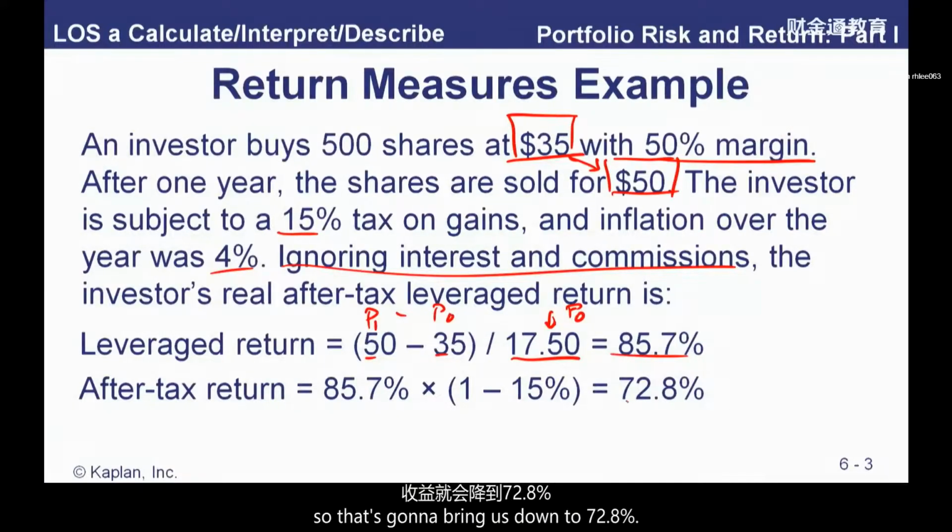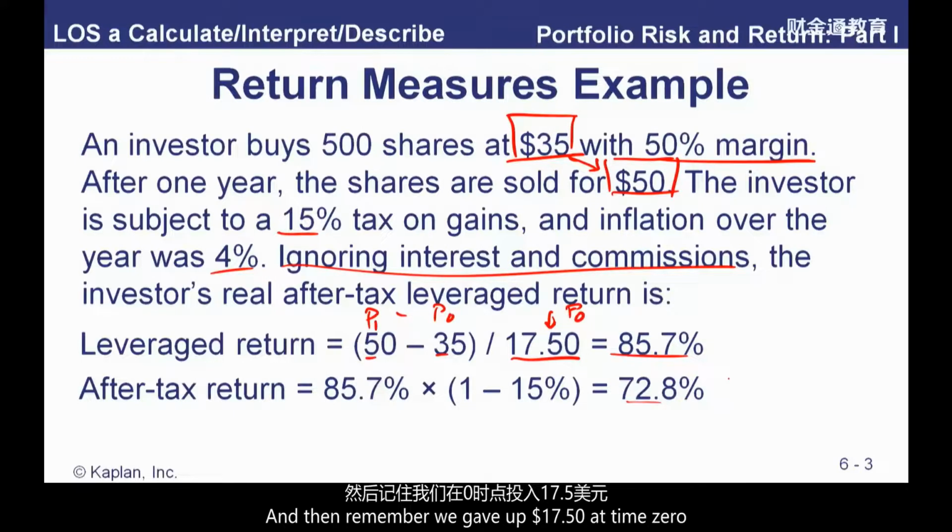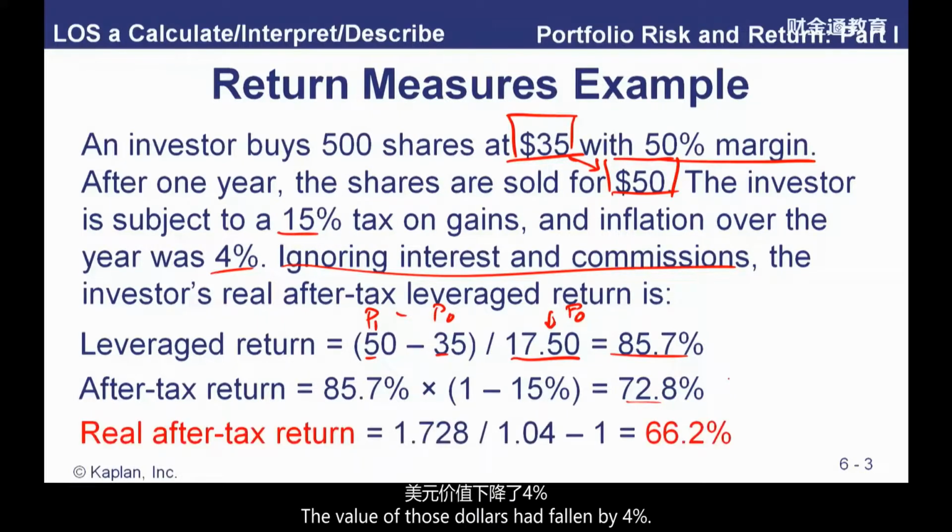So that's going to bring us down to 72.8%. And then remember, we gave up $17.50 at time 0, and we got our money back, our $17.50 plus our return at time 1, but it was in cheaper dollars, right? The value of those dollars had fallen by 4%. So we're going to take 1 plus our after-tax return of 72.8%. So 1.728. Divide that by 1.04 and take off the 1.